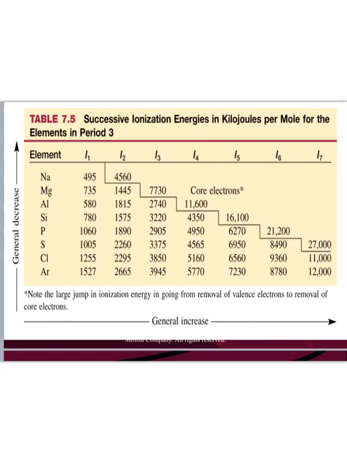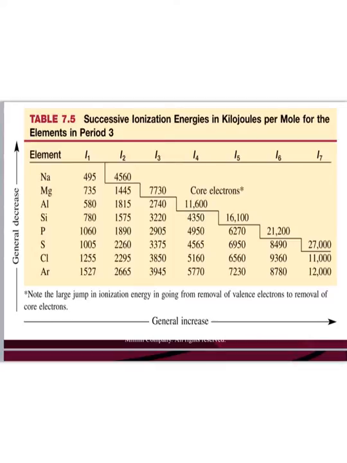Let's take a look at this chart. This chart is talking about ionization energy. So here we have I1, I2, I3, and so on. I1 is the amount of energy to remove the first electron. I2 is the amount of energy to remove the second electron. And then this would be the amount of energy to remove the third electron, and so on.